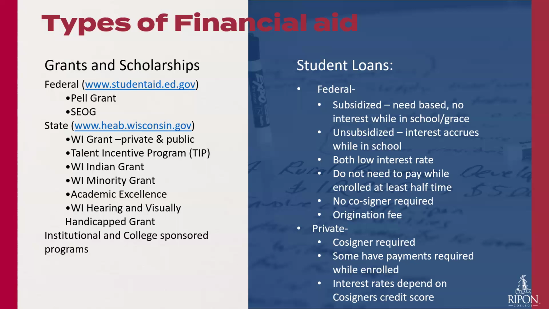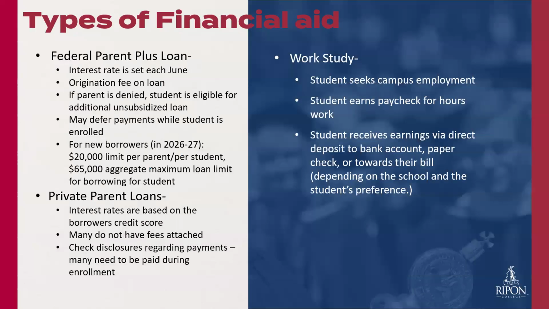Private student loans are those types of loans that are offered through a lender, and those lender lists can usually be found on the school's website. These are types of loans where a cosigner is typically required for the student. Some have payment requirements while the student's enrolled, and the interest rate depends on the cosigner's credit score.